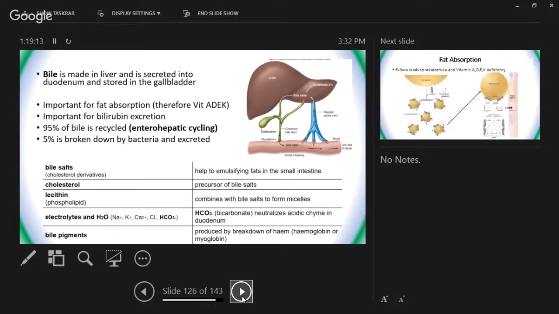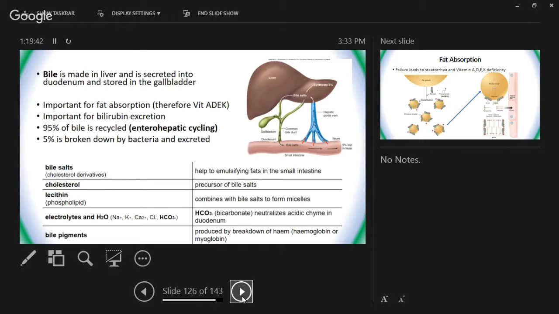So bile. Pretty cool stuff. Mainly made by the liver, secreted into the duodenum, and stored in the gallbladder. Its main role is with fat absorption, helping with your absorption of vitamins A, D, E and K. It's also important for bilirubin excretion, and that excretion is from the liver.